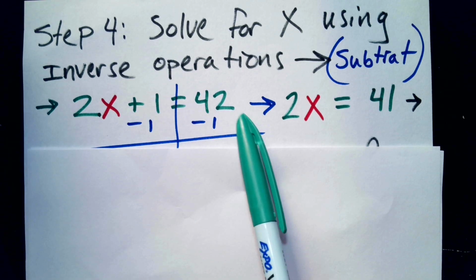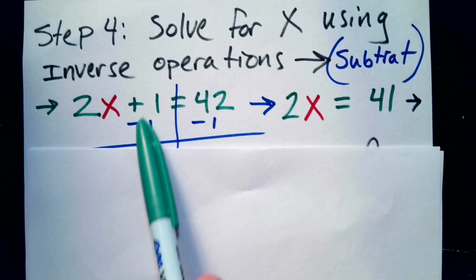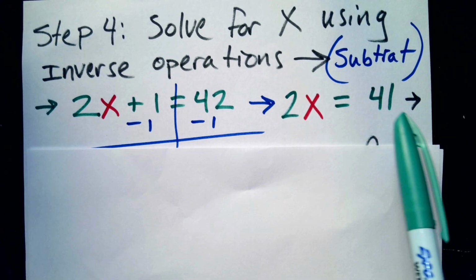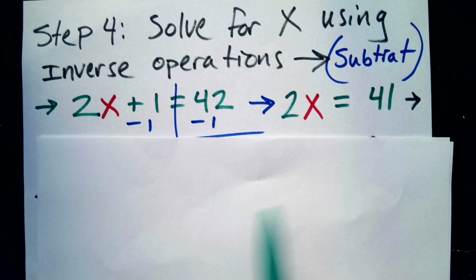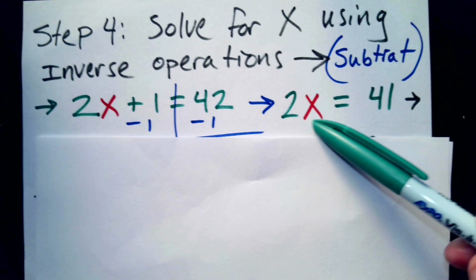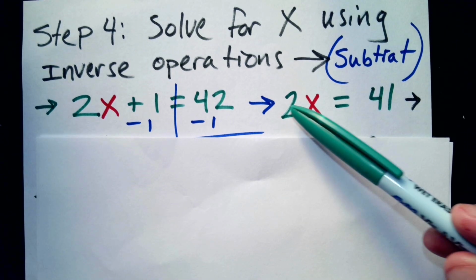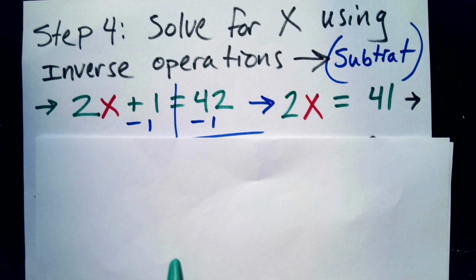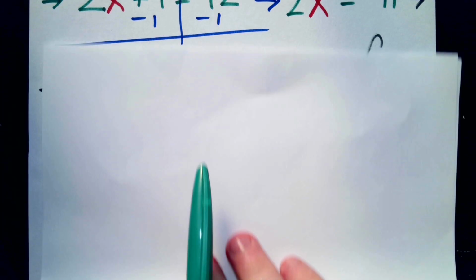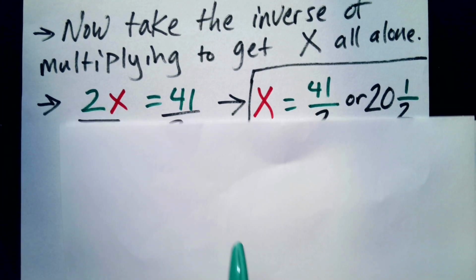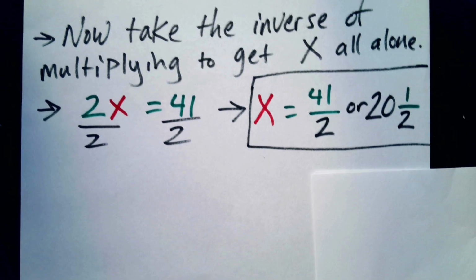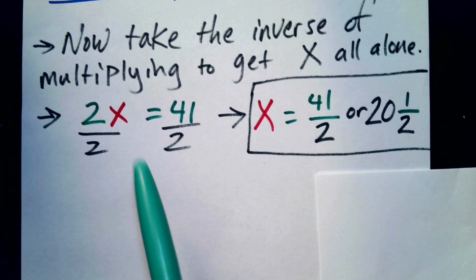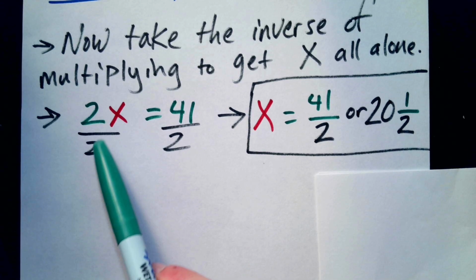What you do to one side, you have to do to the other side. 1 minus 1 is 0. That leaves me 2x equals 42 minus 1, which is 41. We're one step away from solving this problem. I need to get the x all by itself, but right now it's attached to the 2 through multiplication. What's the opposite of multiplying? The inverse of multiplying is to divide both sides by 2, right? We're going to take the inverse of multiplying, which is division, to get x all alone. So instead of multiplying, I'll divide by 2.